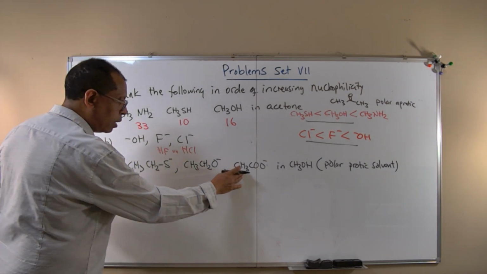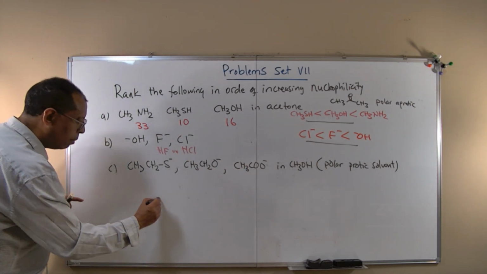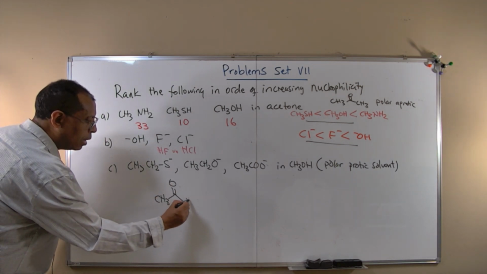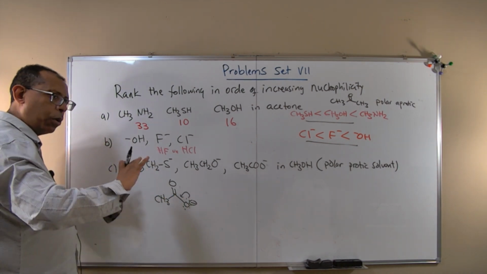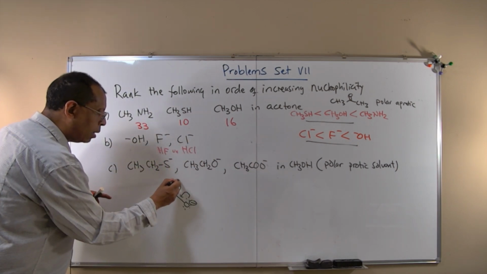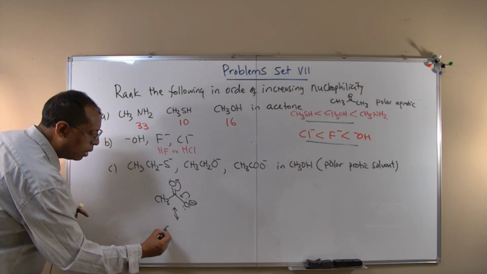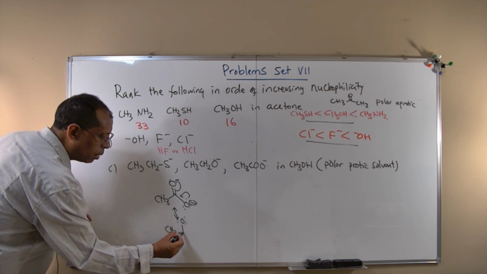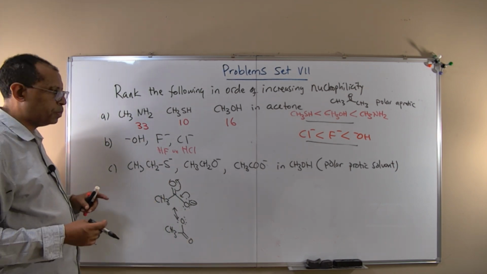So if you just look at acetate anion, that will be the weakest base, because acetate anion is a carboxylate, and that negative charge is resonance stabilized. Rather than going and attacking an electrophile or an alkyl halide, that is resonance stabilized. So a resonance stabilized nucleophile is not as strong as you think it should be. So this is resonance stabilized.